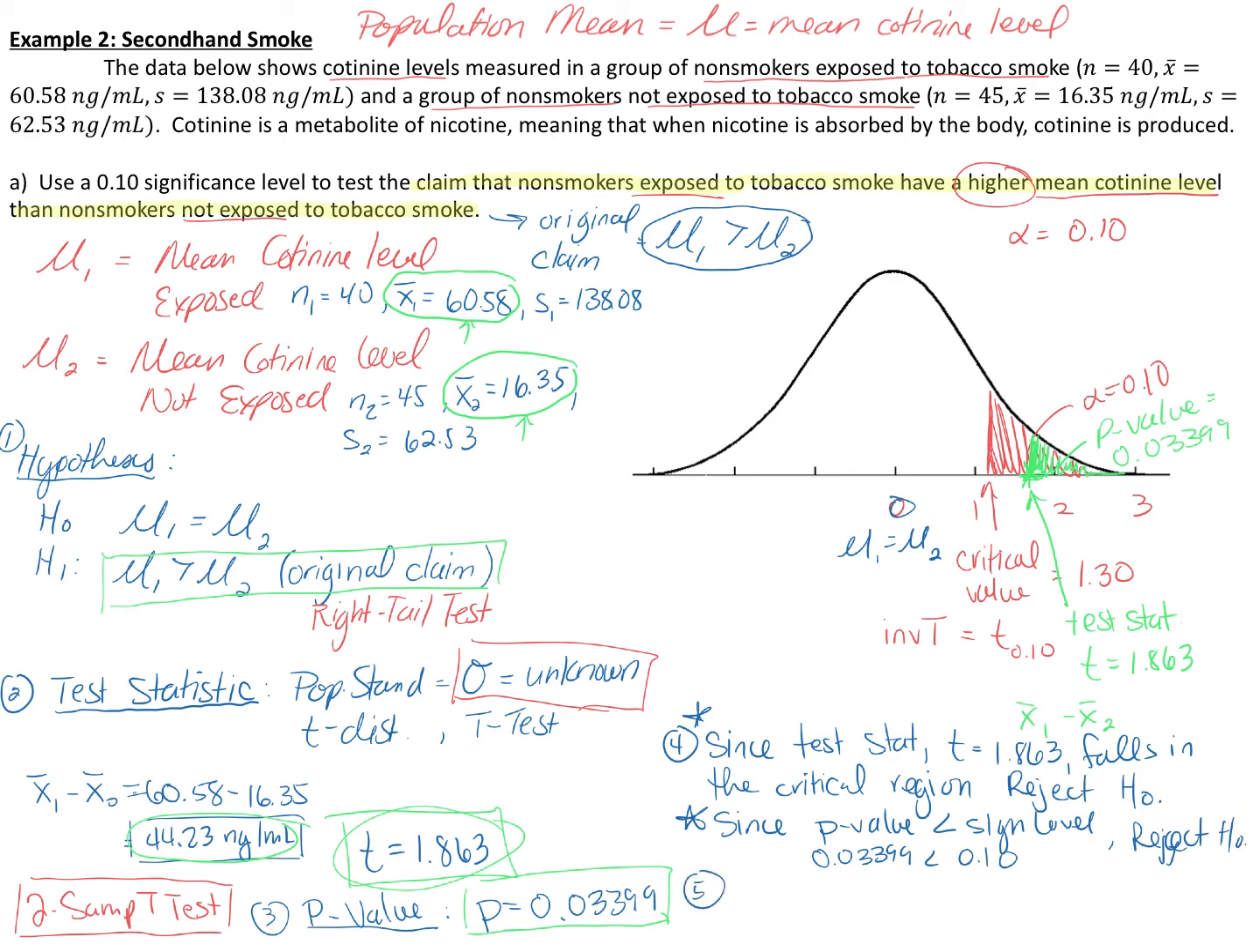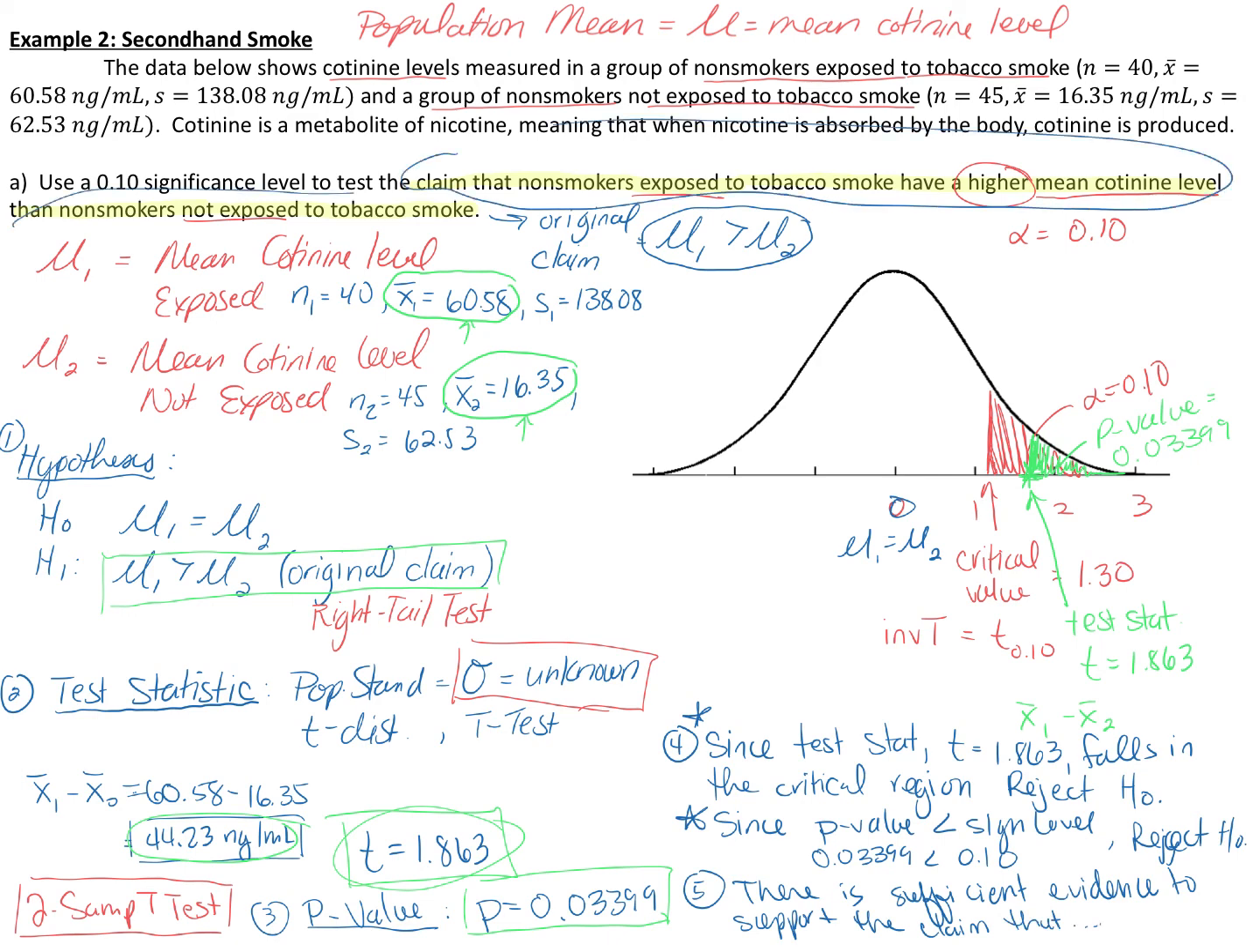So now we can make a final conclusion about the original claim. So because we're rejecting the null hypothesis and the original claim is the alternative hypothesis, we would say that there is sufficient evidence to support the claim that, and I'm running out of space here, but you would just rewrite the claim up at the top here. So you would just rewrite all of that. So we would say there is sufficient evidence to support the claim that non-smokers exposed to tobacco smoke have a higher mean cotinine level than non-smokers not exposed to tobacco smoke.